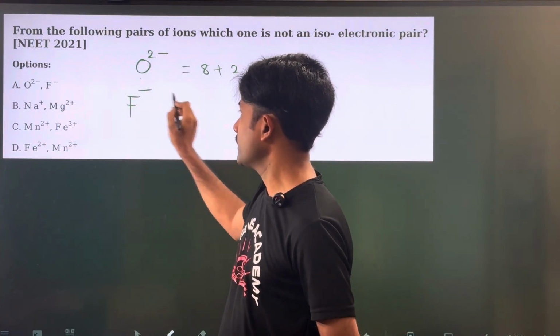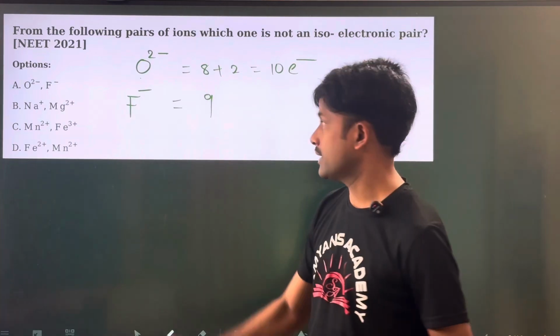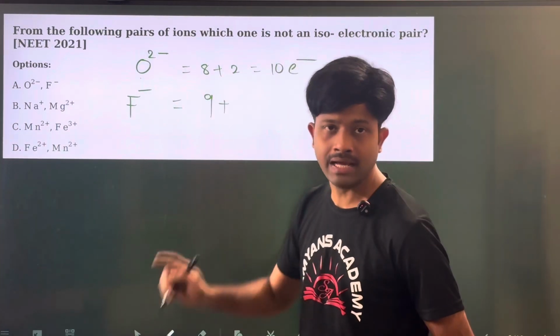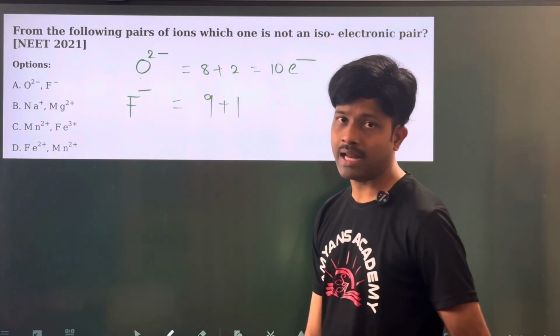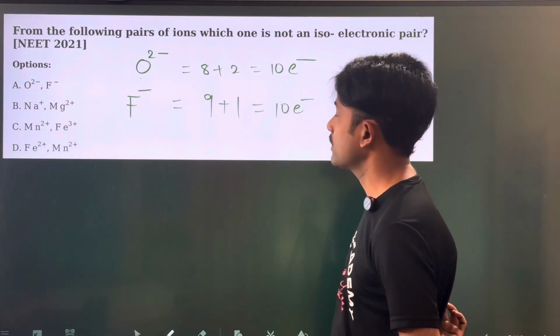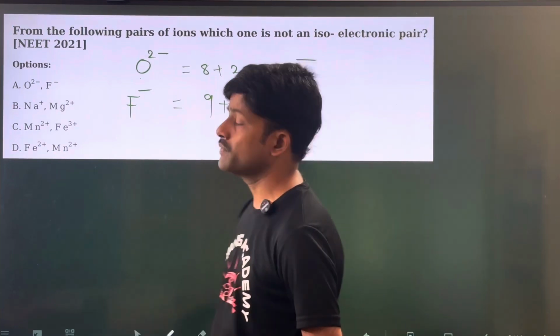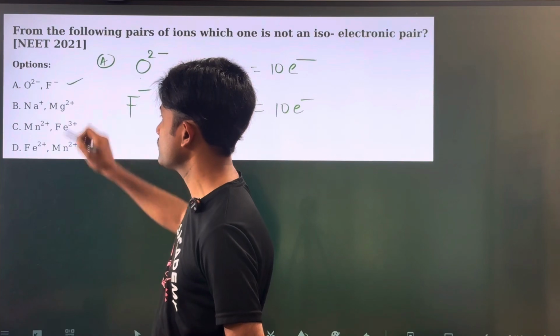Fluorine, F minus: fluorine's atomic number is 9. It gains 1 electron. How do you know that it gains 1 electron? It has only one negative charge. So 9 plus 1 equals 10. So these two are isoelectronic species. But they have asked for which is not the isoelectronic pair, so this one is isoelectronic.